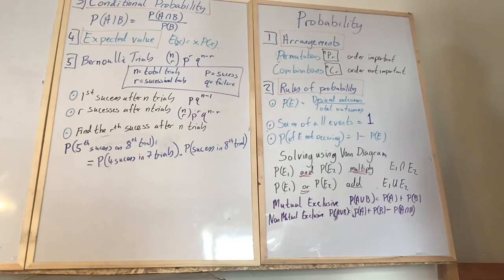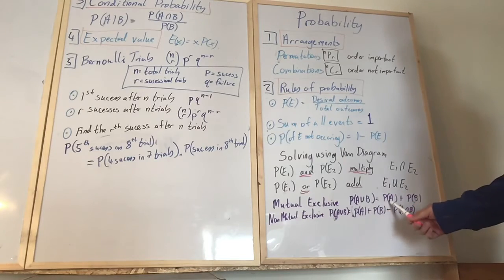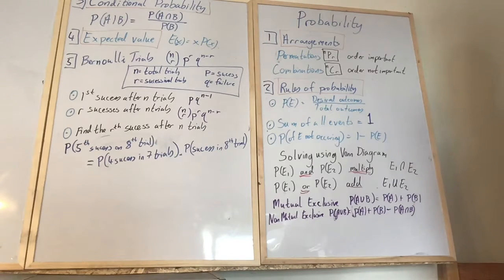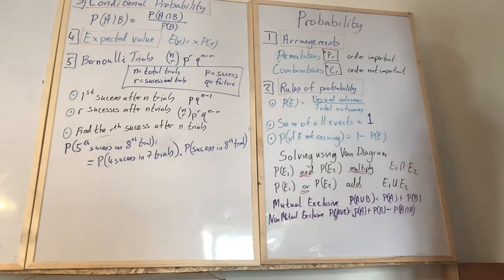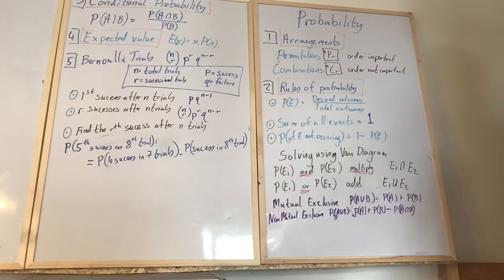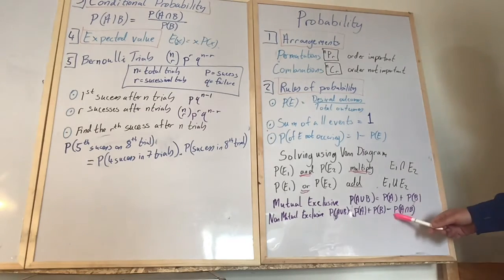If they're mutually exclusive, it would mean that the probability of A plus the probability of B would equal P(A union B). Mutually exclusive means that they won't happen in both. Certain events can happen in both. So non-mutually exclusive is P, the probability of A union B is the same as the probability of A plus the probability of B minus the probability of A intersection B.